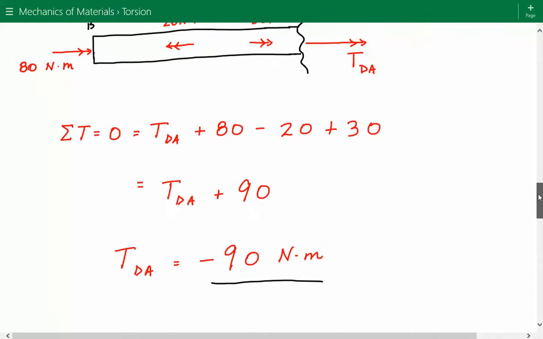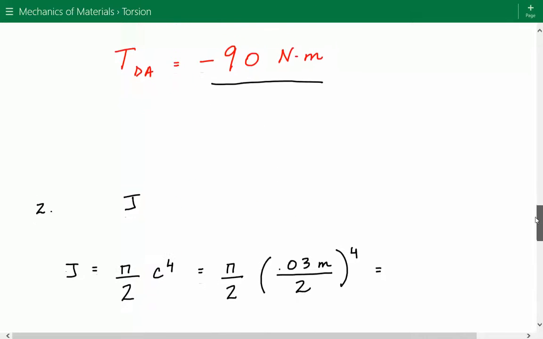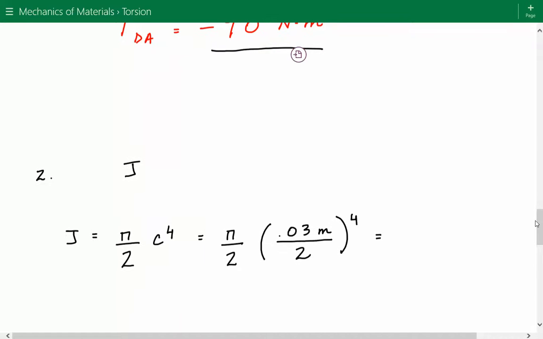Now that we've calculated the internal torques, we need to calculate the polar moment of inertia that we denote as J. And J is equal to pi over 2 times c to the 4th power. c is the outer radius of the cross-section of the shaft. And so we plug in the numbers. Pi over 2 times our diameter of 0.03 meters, divided by 2 to make it into a radius, and then to the 4th power.